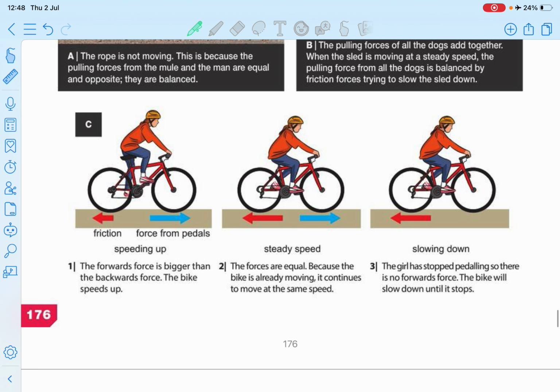And here you can see the forward force is more than friction, so this is speeding up. Here both are equal, so there is balanced force. So it will not move. But if it is already in movement, it will continue the movement. Otherwise it will stay the same. If it is this side, it is slowing down. And if you already have a movement, it will maintain its movement, right? Otherwise it will not.